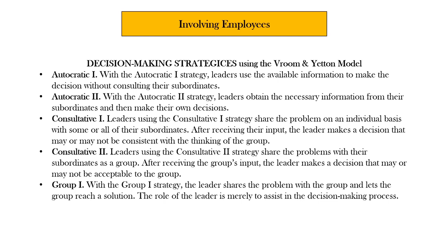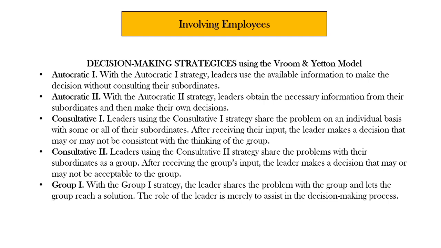For consultative 1, leaders share their problem on an individual basis with some or all of their subordinates. After receiving their input, the leader makes a decision that may or may not be consistent with the thinking of the group. For consultative 2, the leaders share the problems with their subordinates as a group, and after receiving the group's input, the leader makes a decision that may or may not be acceptable to the group. For the Group 1 strategy, the leader shares the problem with the group and lets the group reach a solution. The role of the leader is merely to assist in the decision-making process.